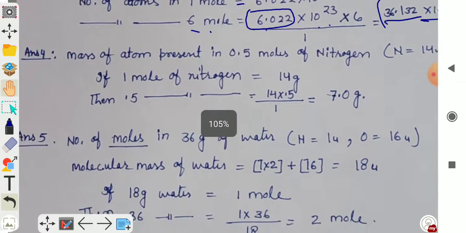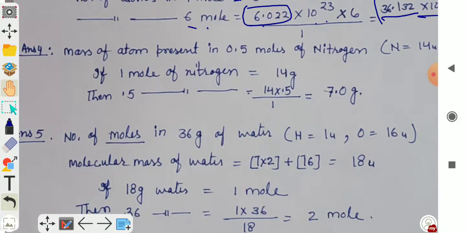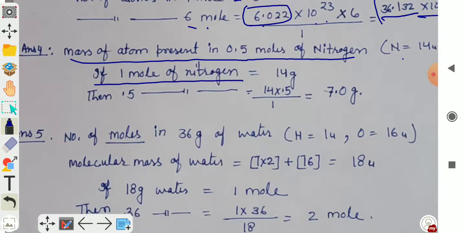Your next question is, you have to find out mass of atoms present in 0.5 mole of nitrogen. N equal to 14U. So 1 mole equal to 14 gram. 14U is represented in gram. So 1 mole of nitrogen will equal to 14 gram.